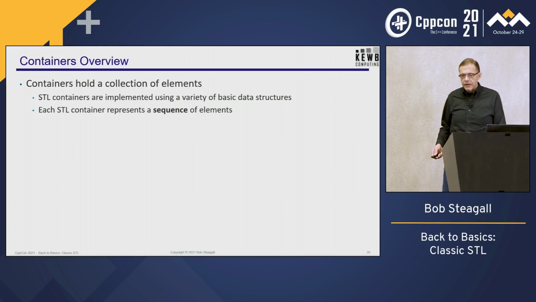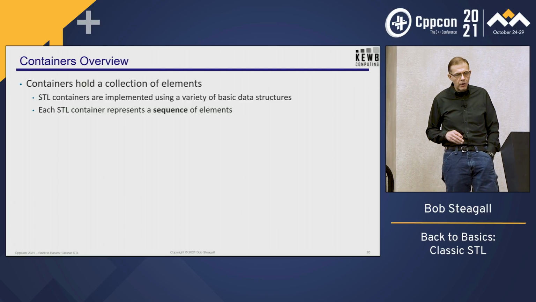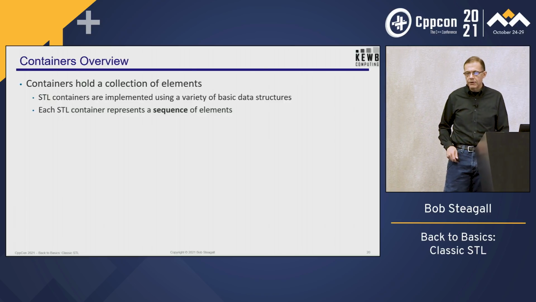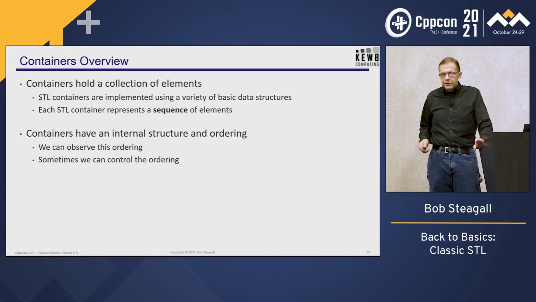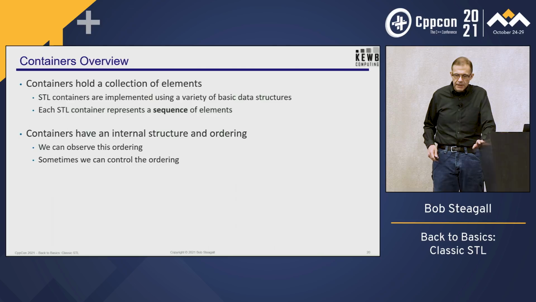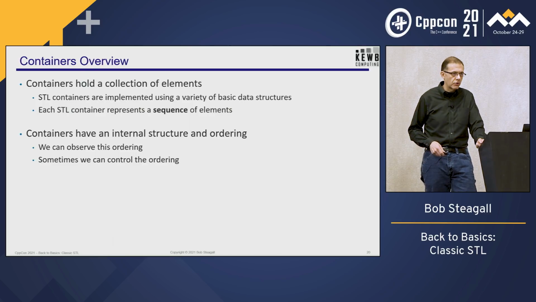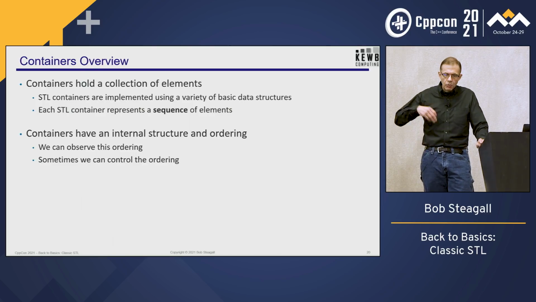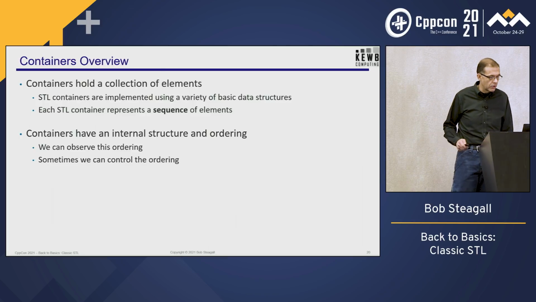So containers represent collections. We have a wide variety of containers. They employ a wide variety of basic data structures like you'd find in Sedgwick or Cormen or Knuth or any of those. But at the heart of it all, each STL container represents a sequence of elements. All of the containers have an internal structure and ordering as it makes sense, and we can observe this ordering. Sometimes we can even control the ordering, but not always. In fact, for the majority of the containers, we don't control the internal ordering. The way that the container itself operates manages the ordering. We can observe the ordering, but we can't always control it.